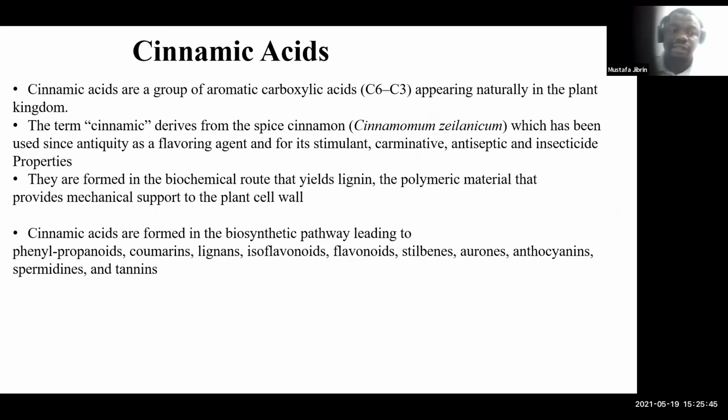And just a brief background about cinnamic acids. They are a group of aromatic carboxylic acids. They are very prevalent in many plants and even microbes. And the name cinnamic acid actually comes from cinnamon. They are formed in a pathway that has a lot of chemicals that are produced in the process.